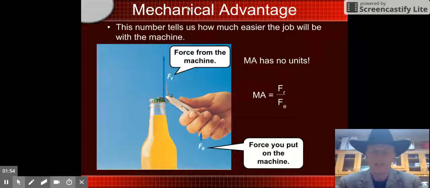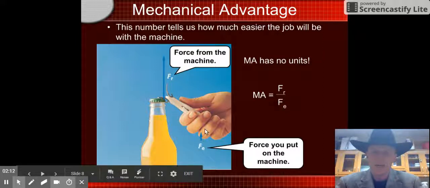In order to understand this vocabulary word, we need to understand some other definitions. The force being applied by the simple machine, by the tool, is called the resistance force. The hand pushing up on the simple machine is sort of the person's side working the machine. That is your effort force, the force you put on the machine. And the ratio of those two forces is called the mechanical advantage.